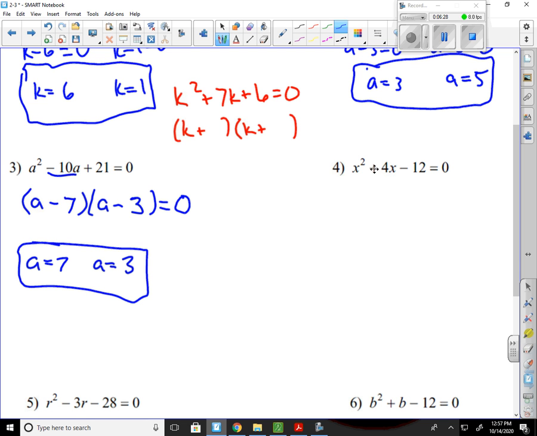Now I have a minus and a plus. That tells me that it's going to be a minus and a plus. Now let's think of things that multiply to give us 12. 12 and 1.